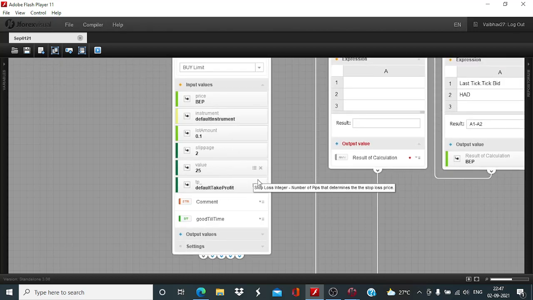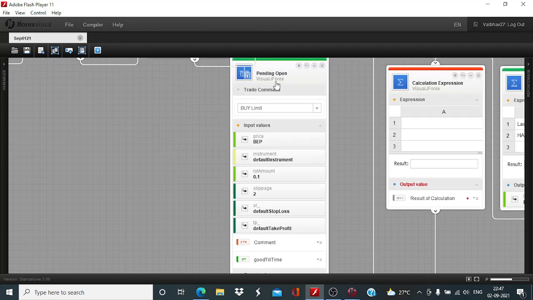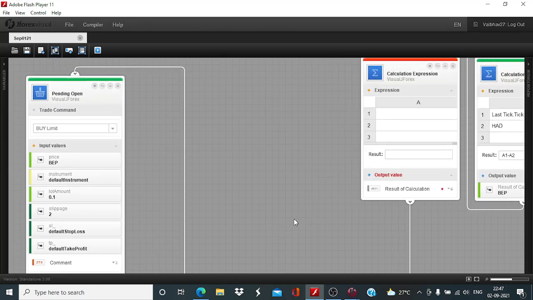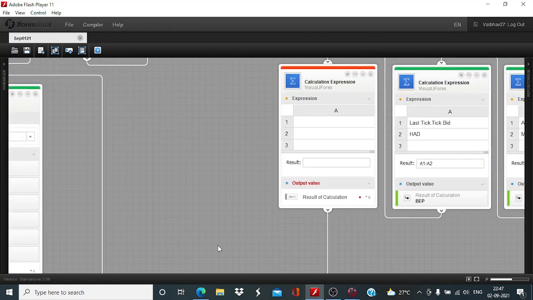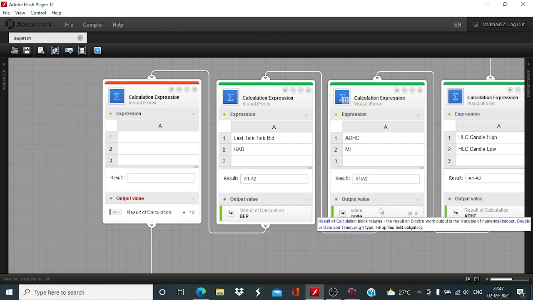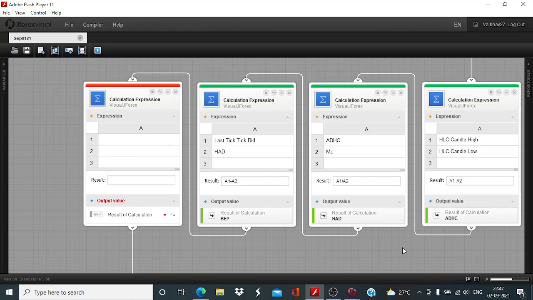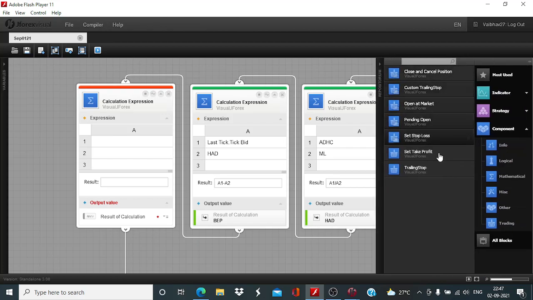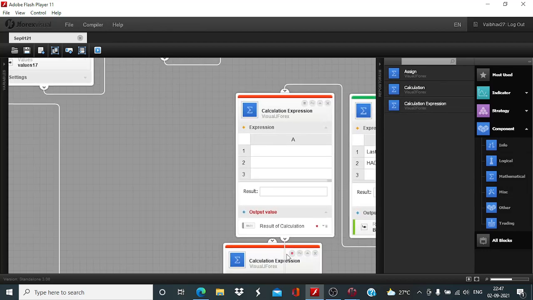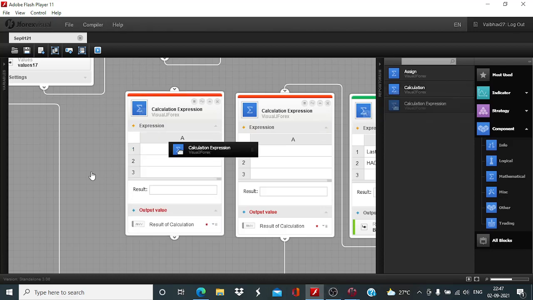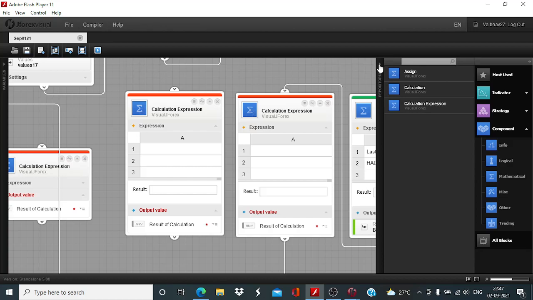Now, as I said, we can make the stop loss and target price dynamic. For that, all we have to do is decide on which parameter we want the stop loss and take profit to be based. Suppose you want to simply take this calculation result, half of the actual difference between the highest and the lowest price, and take it as a stop loss, you can do that. All you have to do is add one more calculation expression block. We will need two because we also have to calculate take profit.